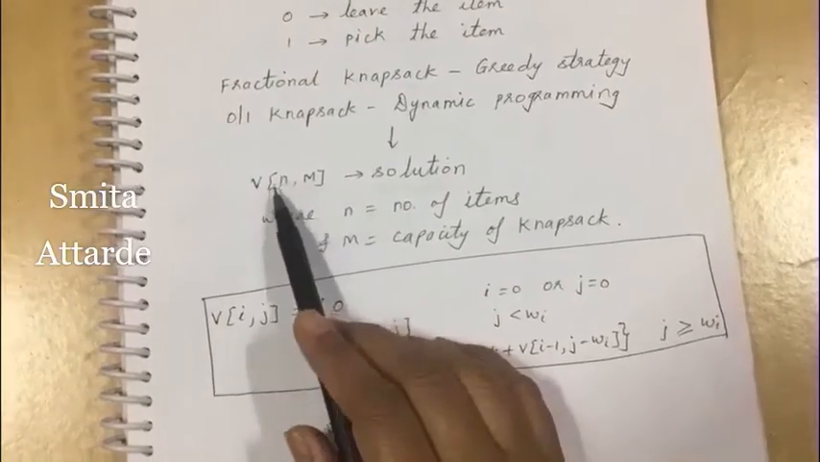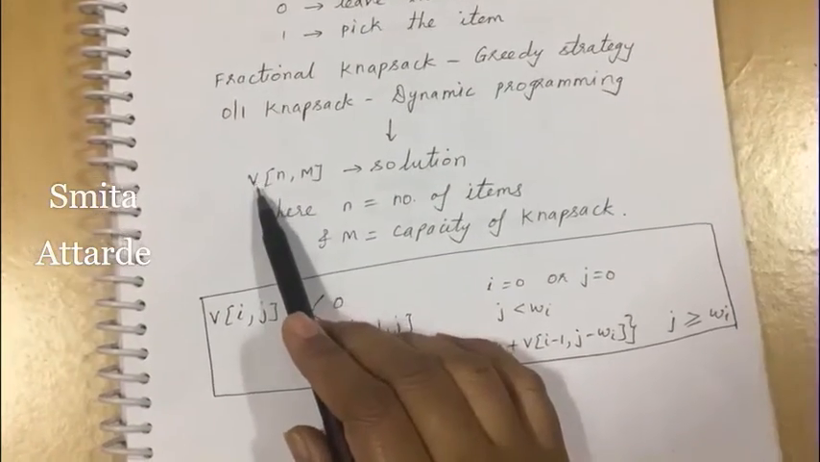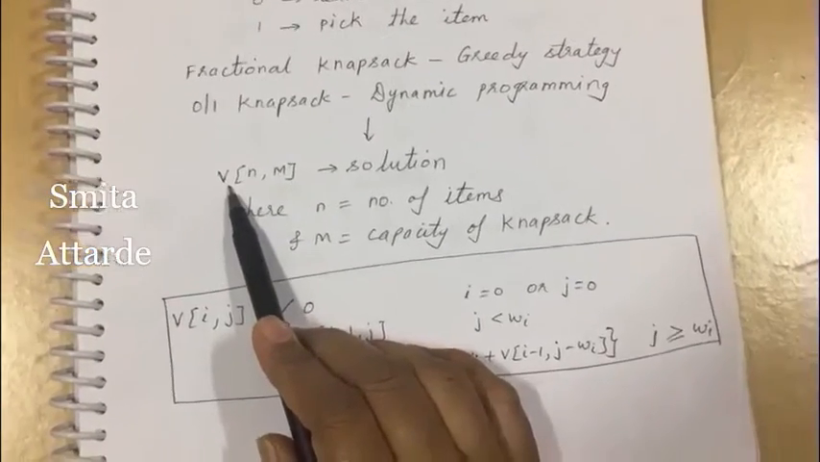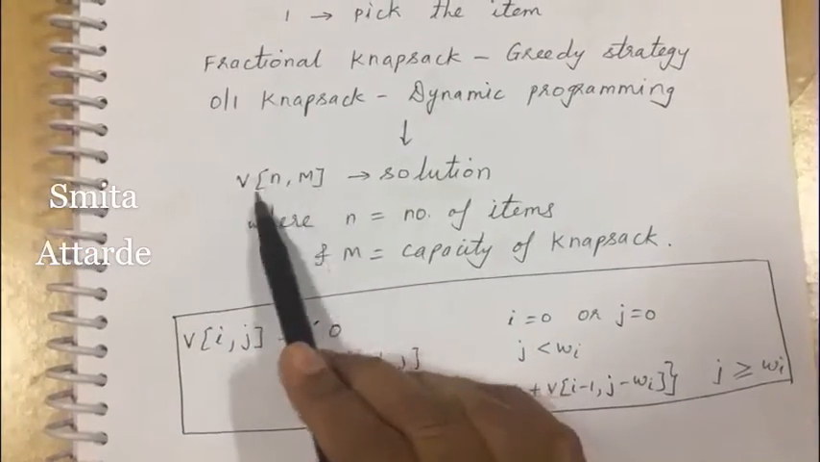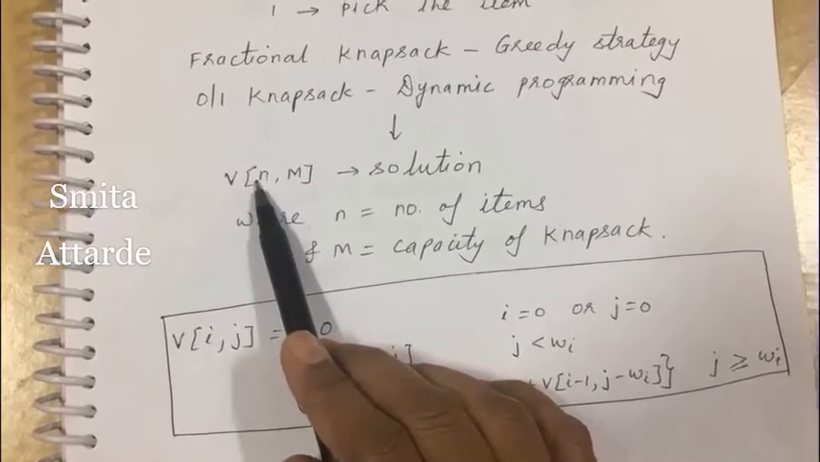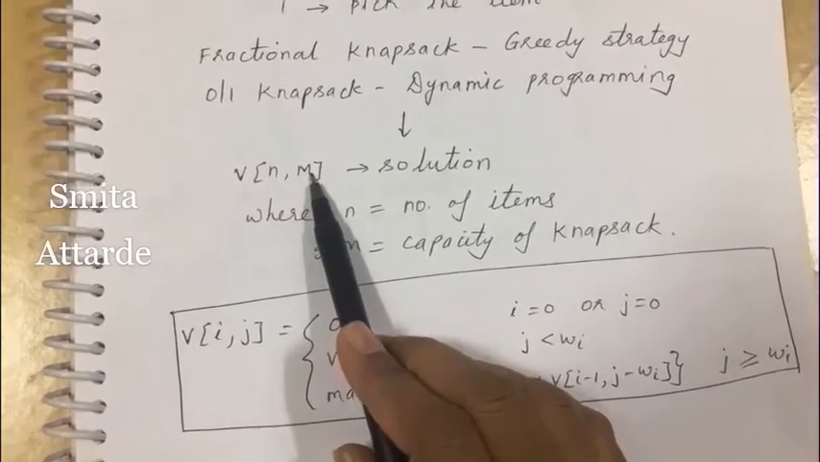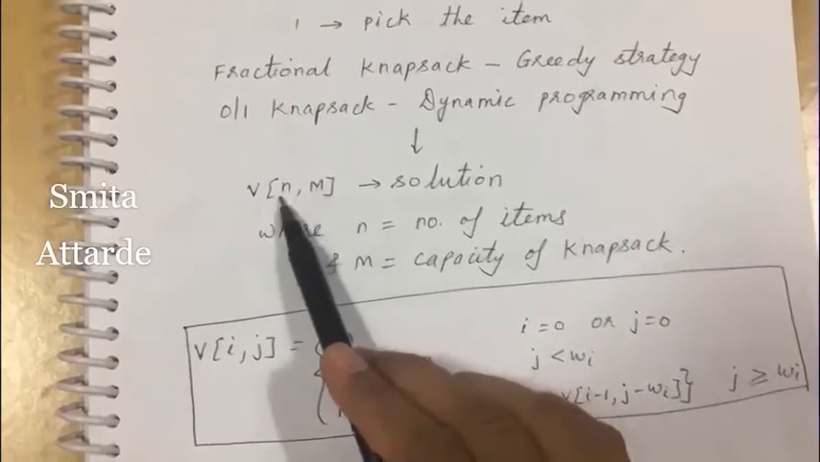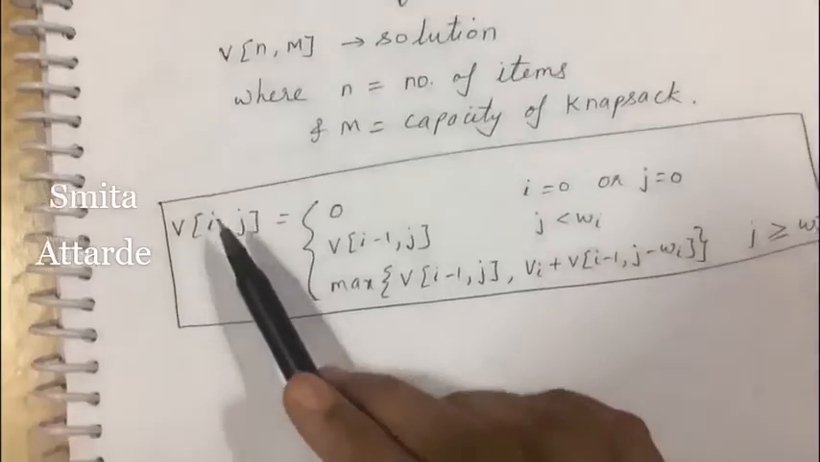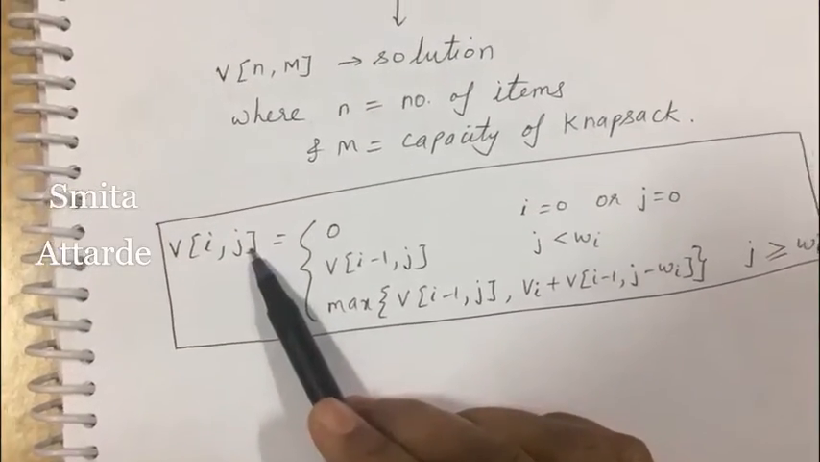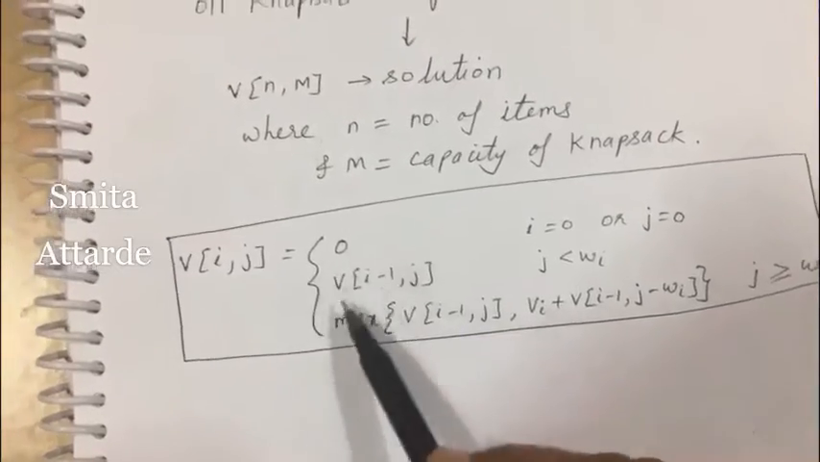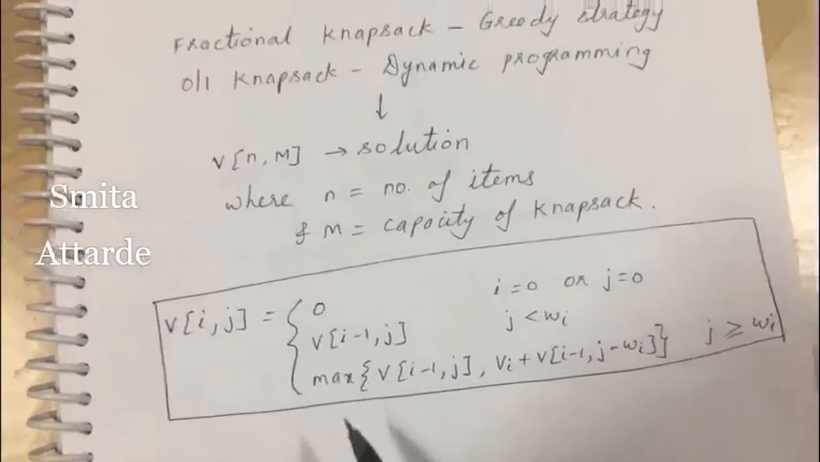Now the final answer we are going to get will be in V of N, M, where V is the two-dimensional matrix. The dimensions will be n and m, where n is the number of items and m is the capacity of the knapsack. So the final answer we are going to get in V of N, M. The formula is used to find every entry in the matrix. We have these three criteria, and using this formula we are going to solve the problem.